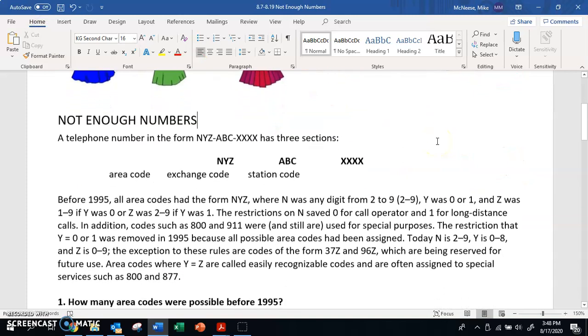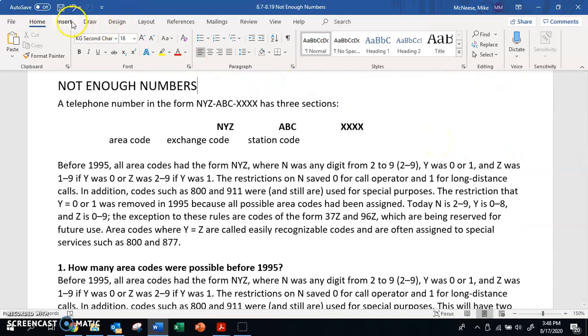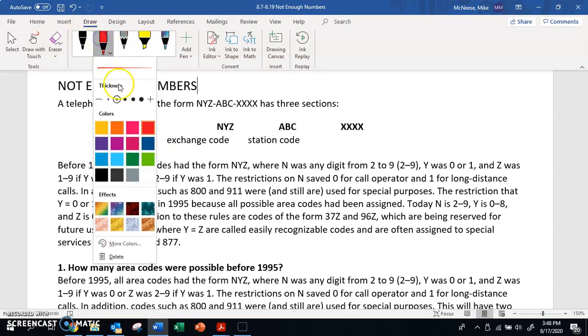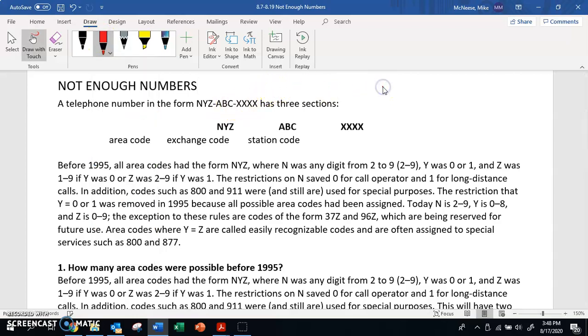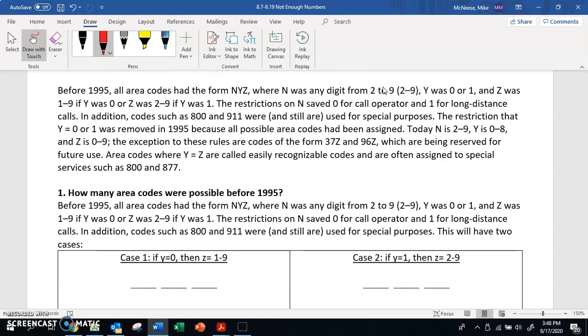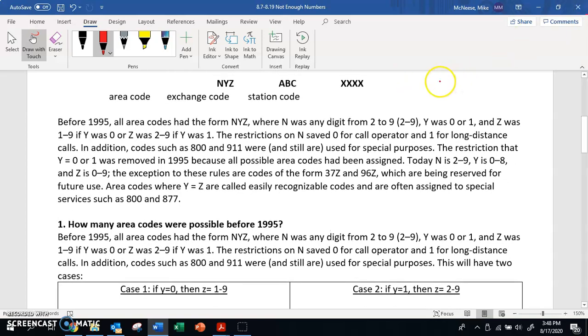Here we go. It says not enough numbers. It says a telephone number in the form NYZ ABC XXXX has 3 sections: the area code, the exchange code, and then the station code. And it says before 1995, all area codes had the form NYZ, where N was any digit from 2 to 9, Y was 0 or 1, and I want to specify here, anytime you see "or," always think addition. So if you see the word "or," think, okay, this is addition.